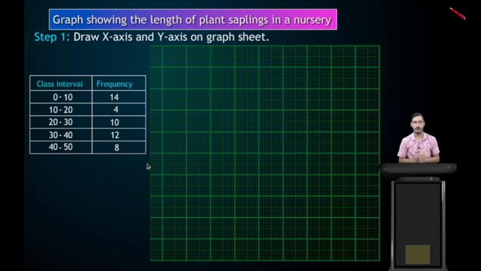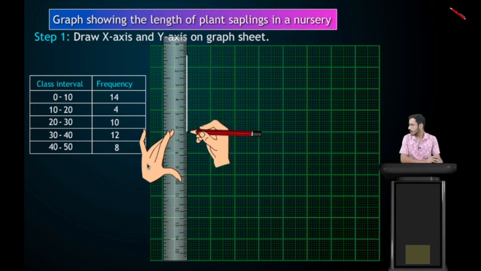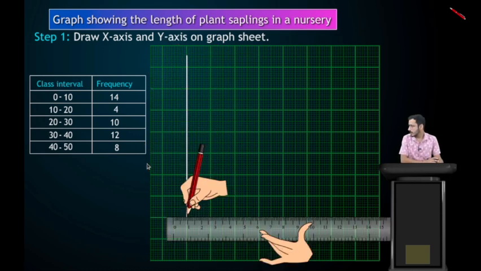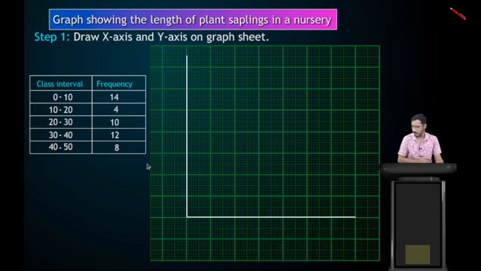Step 1: draw the x-axis and y-axis on a graph sheet. Taking a graph paper here, draw mutually perpendicular lines, the x-axis and the y-axis. Like this, you can see the y-axis is the vertical line, and the horizontal line is the x-axis.